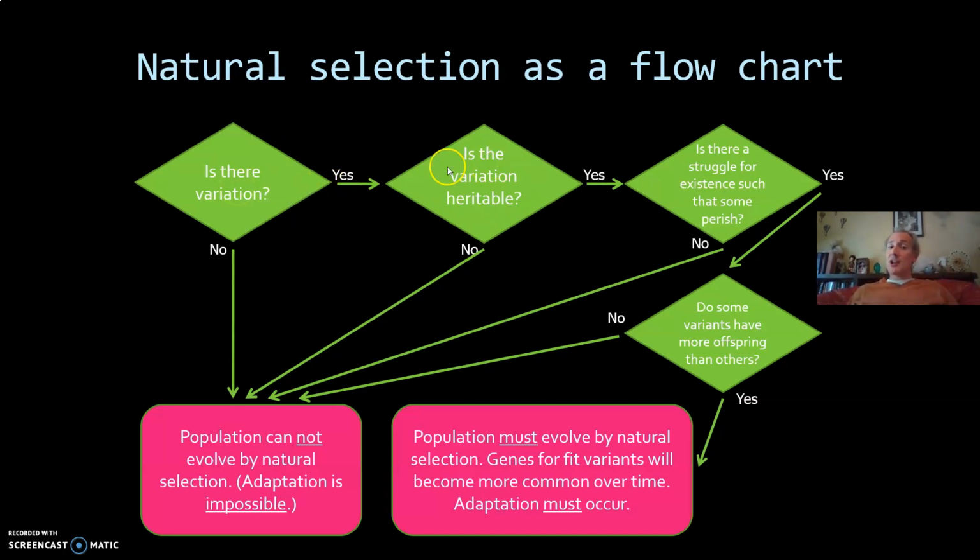Does it have a genetic basis? If there's variation, but it's not caused by genes, it's caused by diet, it's caused by other environmental factors, natural selection isn't involved. Natural selection requires genes to be involved. Okay, so both of these are dealing with, is there variation, is it genetic?